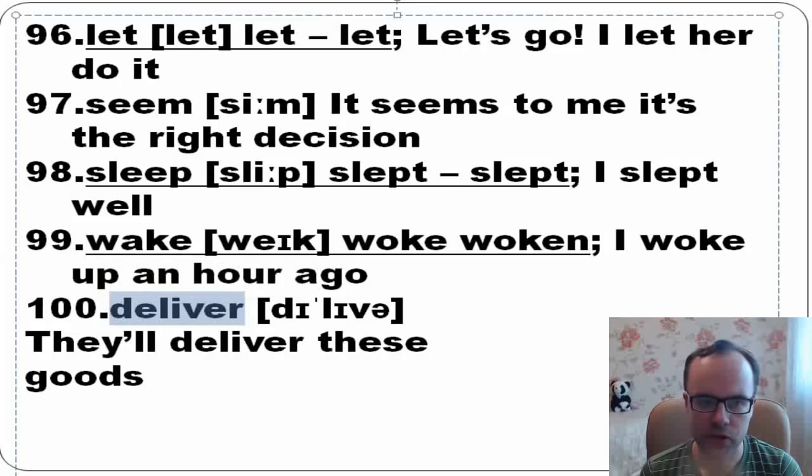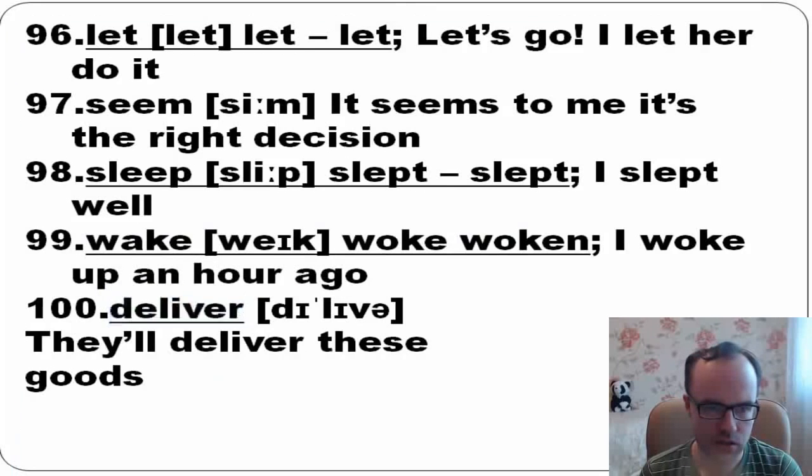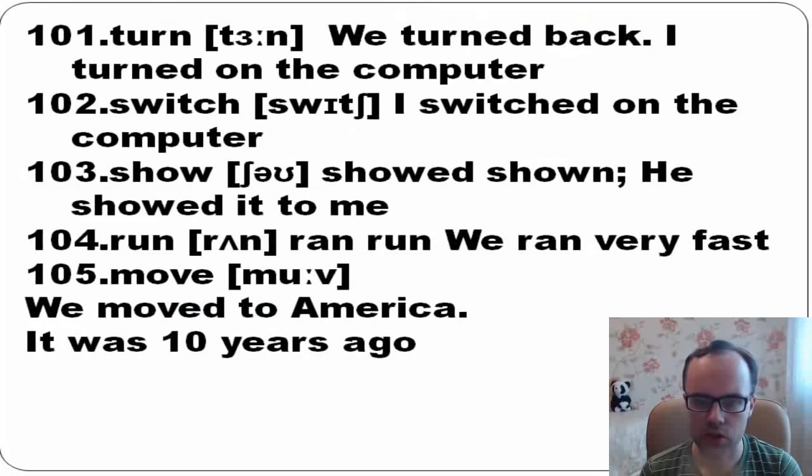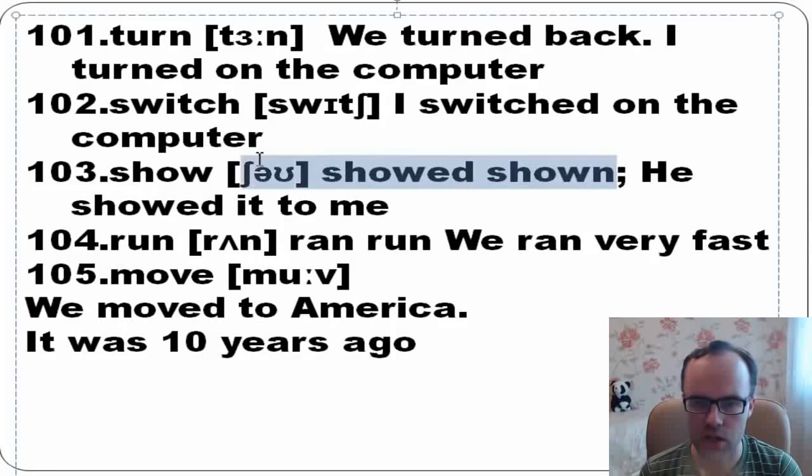Deliver. They'll deliver these goods. Turn. We turn back. I turned on the computer. Switch. I switched on the computer. Show. Irregular. Show, showed, shown. He showed it to me.